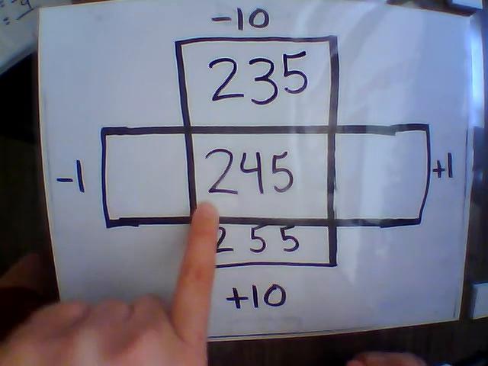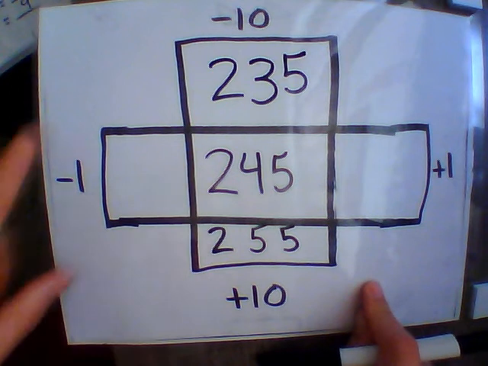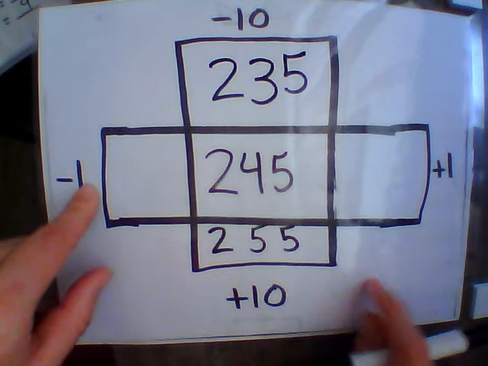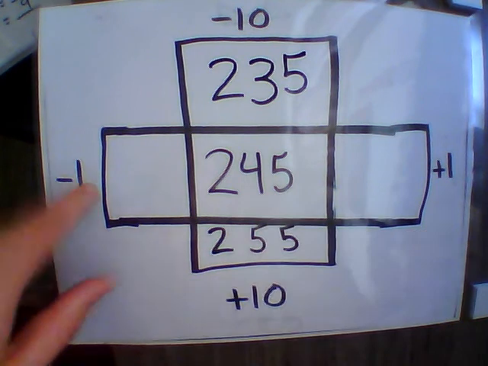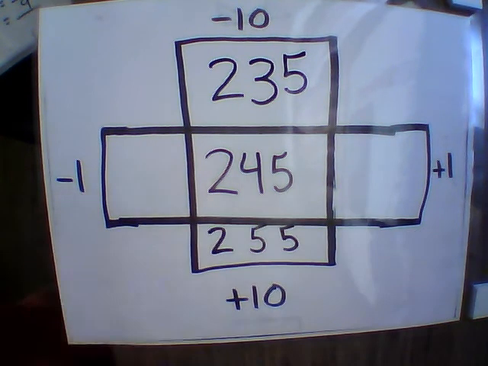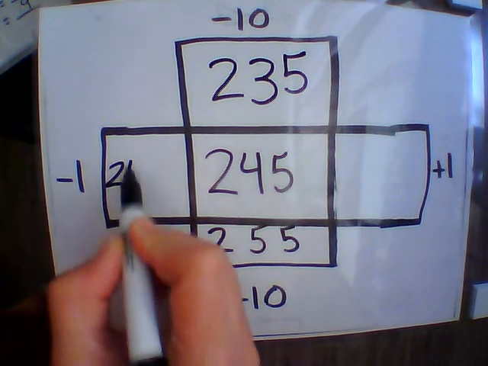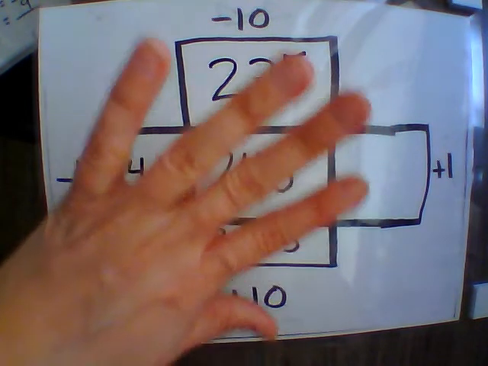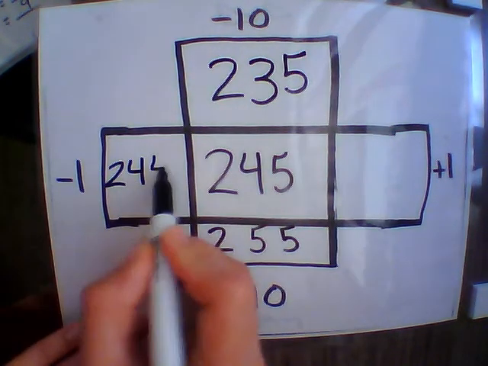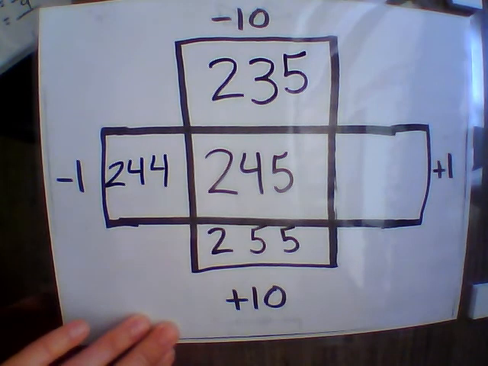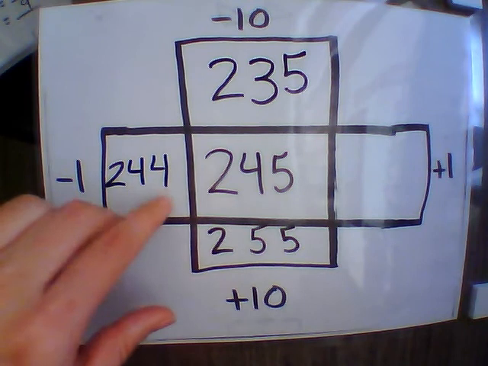Now we're doing 245 minus 1. So we're going to be working in the ones place value. So the hundreds and the tens will stay the same. So we have 5 ones. We take 1 away. We have 4 ones. So 245 minus 1 equals 244.